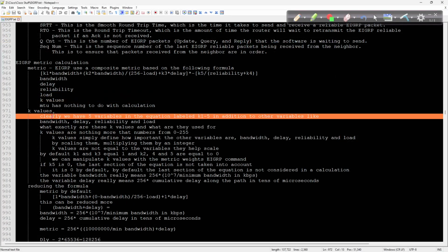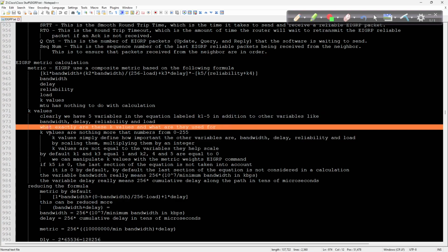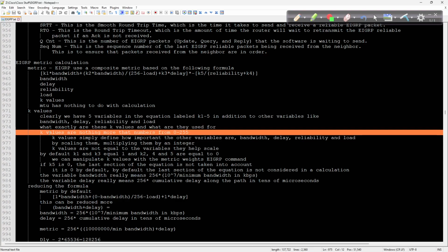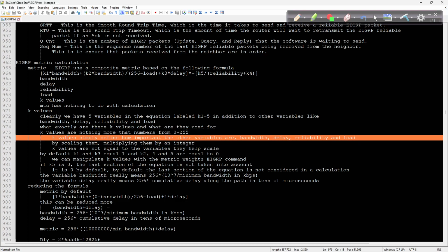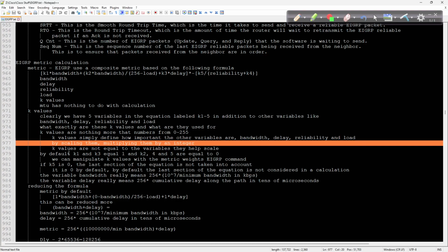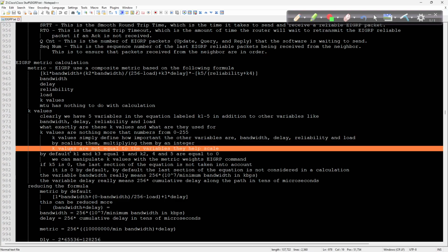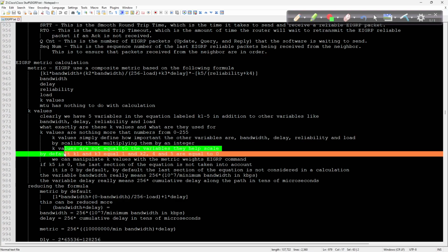Now the K values, clearly we have 5 variables in the equation labeled K1 through 5 in addition to other variables like bandwidth, delay, reliability, and load. So again, these K values are nothing more than numbers 0 to 255, and the K values simply define how important other variables are. So by scaling them, multiplying them by an integer, you can help them be more specific in how they do the calculation. K values are not equal to the variables they help scale. So by default, K1 and K3 are equal to 1, and K2, 4, and 5 are equal to 0.